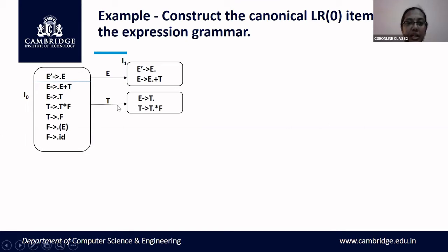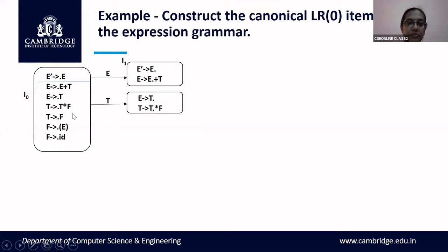Similarly, on T you have two production rules. E derives T dot: dot is on the rightmost side for this production rule, which means the parser has seen all the symbols on the right hand side of this production. Coming to the next production rule, T derives T dot star F, dot is followed by star. Star is a terminal symbol. For terminal symbols, you cannot take closure; only goto can take place.